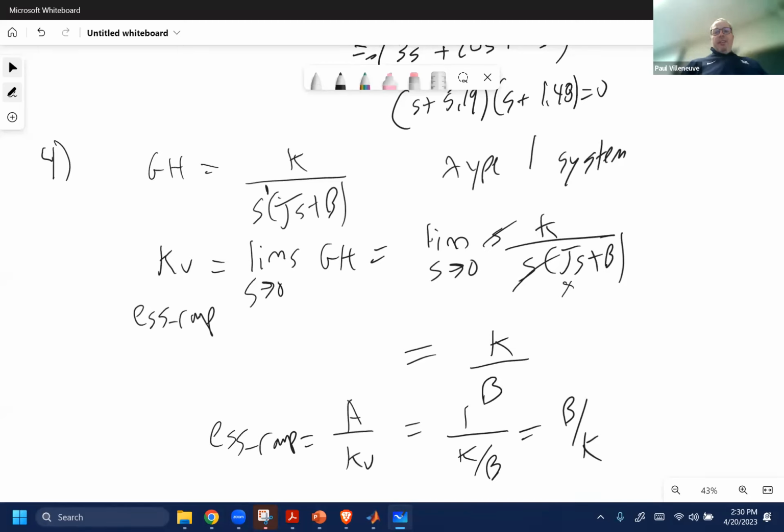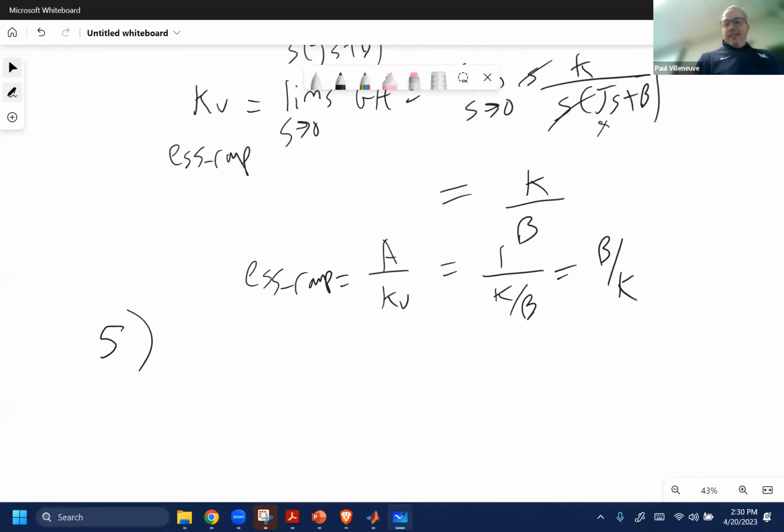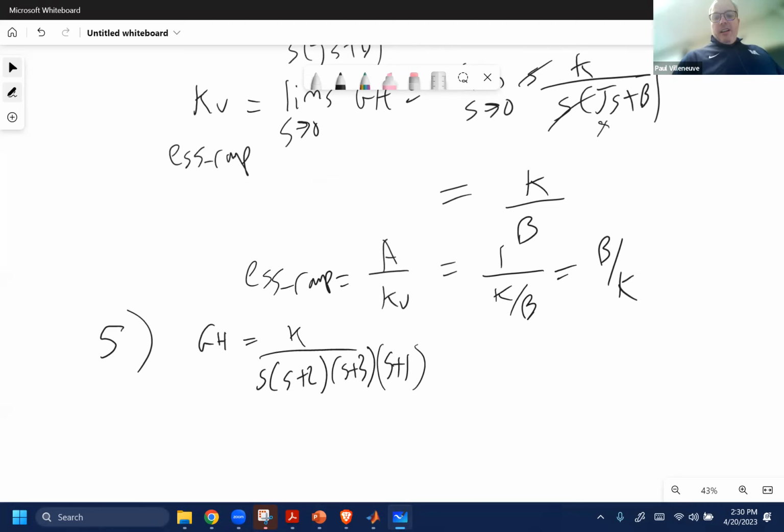The last one, again, because we're engineers, we got to do a lot of design. So on number 5, we had the following loop gain. And if I don't tell you, it would be the open loop gain. So my GH is equal to K over S times S plus 2, S plus 3, S plus 1. Again, I told you it's a unit ramp, but you can still look at it and do the calculations because we know it's a type 1 system.